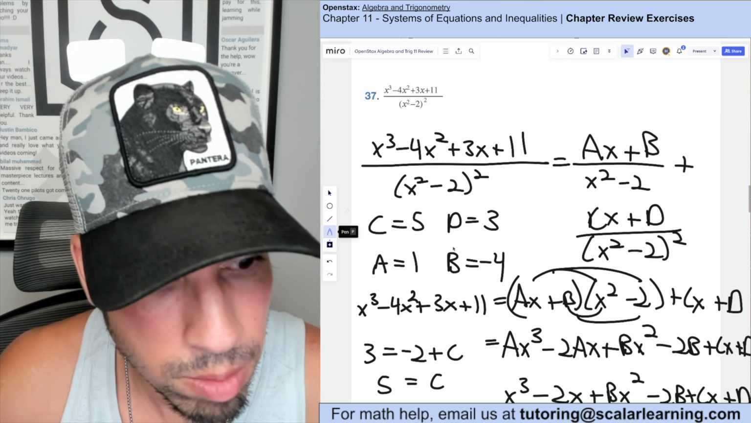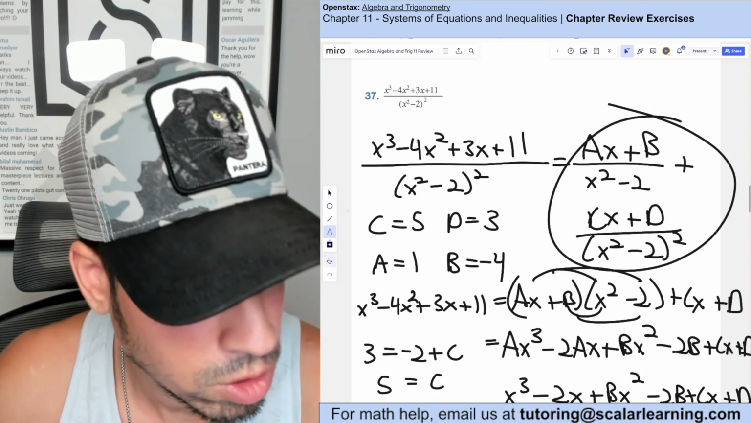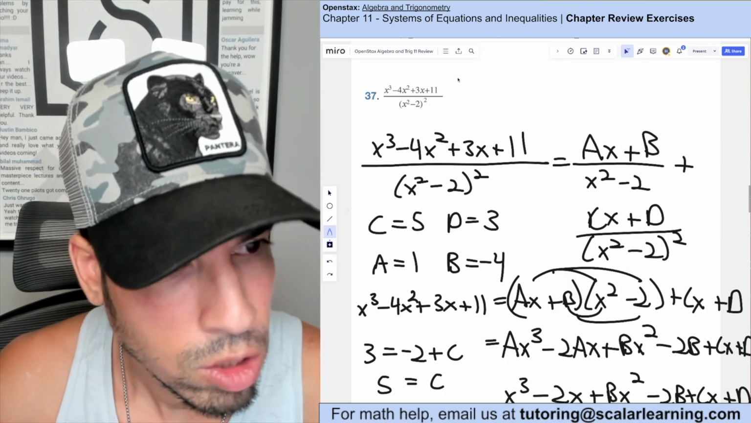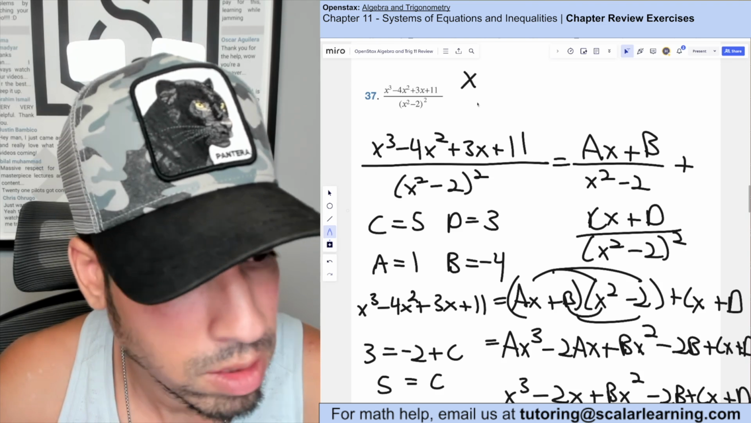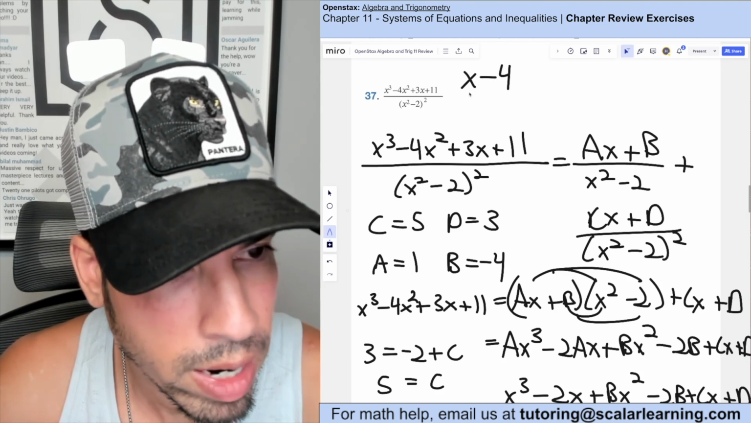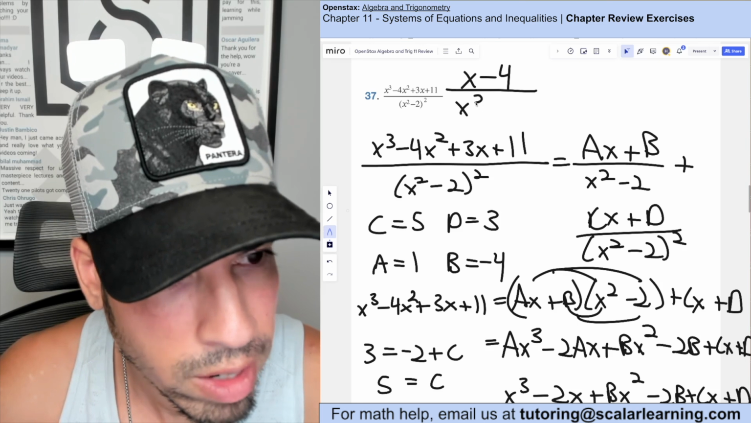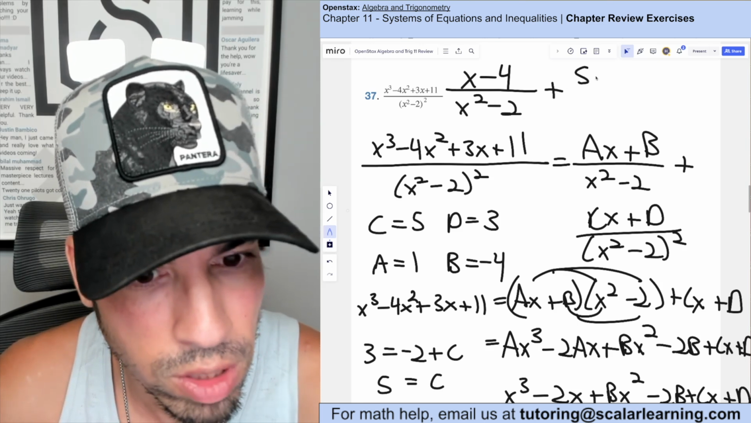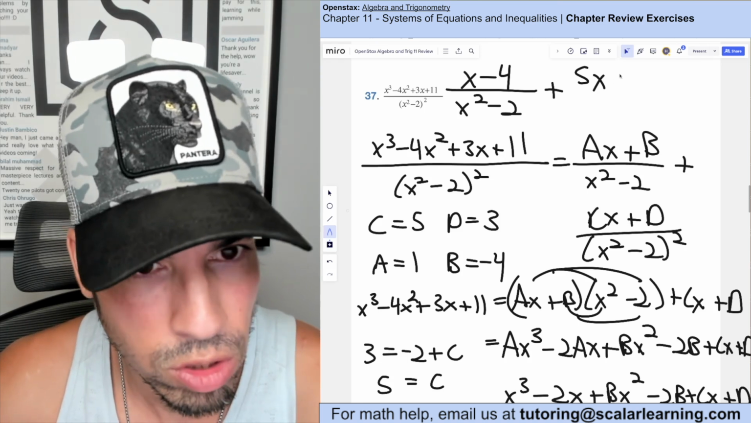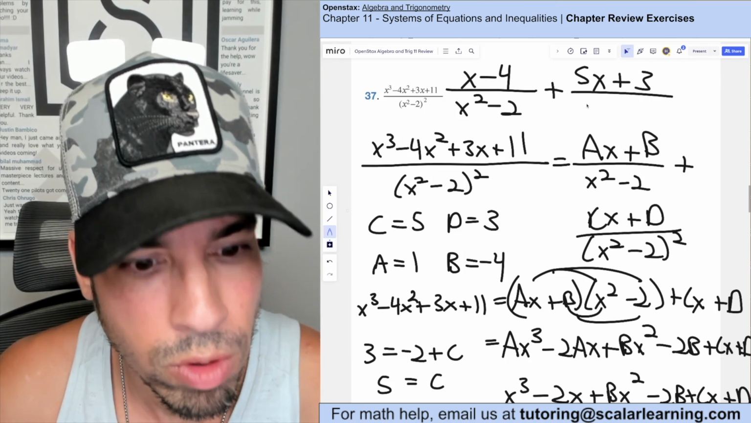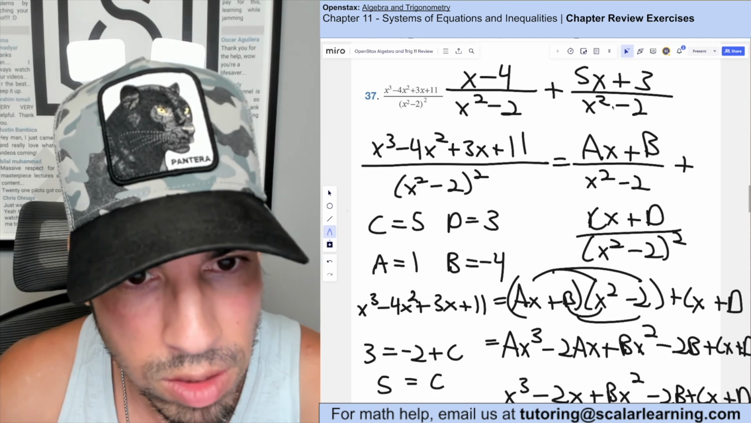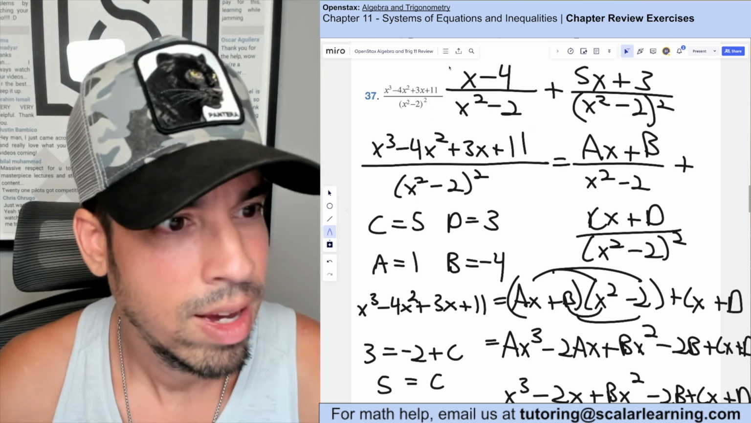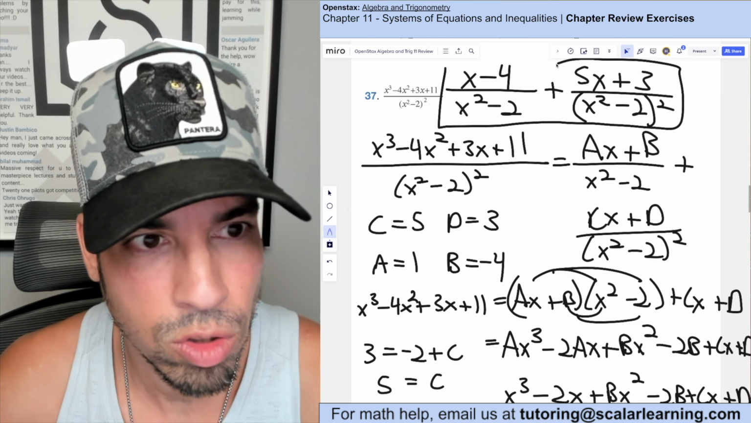So now that we got a, b, c, and d, let's rewrite these with those proper values. So we got a, which is 1, so that's x, and then b is -4. So x minus 4 over x squared minus 2 plus, and then c is 5, so that's 5x plus d, which is 3 over x squared minus 2 squared. And that is how you do it.